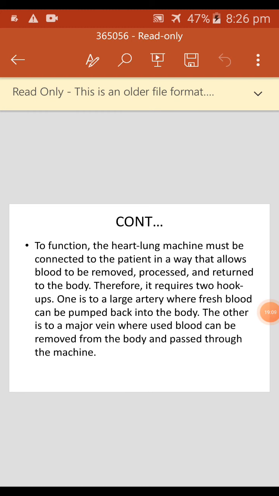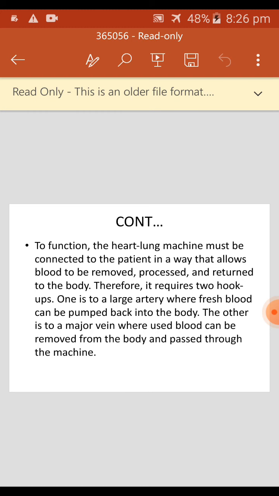To function, the heart-lung machine must be connected to the patient in a way that allows blood to be removed, processed and returned to the body. Therefore, it requires two hookups. One is to a large artery where fresh blood can be pumped back into the body. The other is to a major vein where used blood can be removed from the body and passed through the machine.